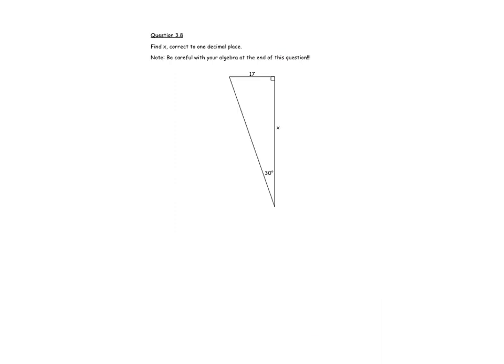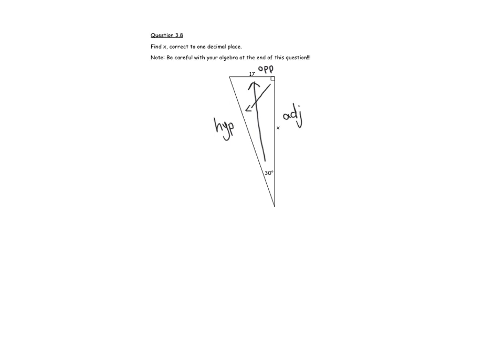Question 3.8 says find x correct to one decimal place, and it gives us a note here to be careful with your algebra at the end of this question. So again, we ask ourselves the question, is this a right angled triangle? And this definitely is a right angled triangle. Then what we have to do is label our sides. We have our angle here, so the side opposite our angle is the opposite. The side opposite the right angle is the hypotenuse, and the other side then is the adjacent.